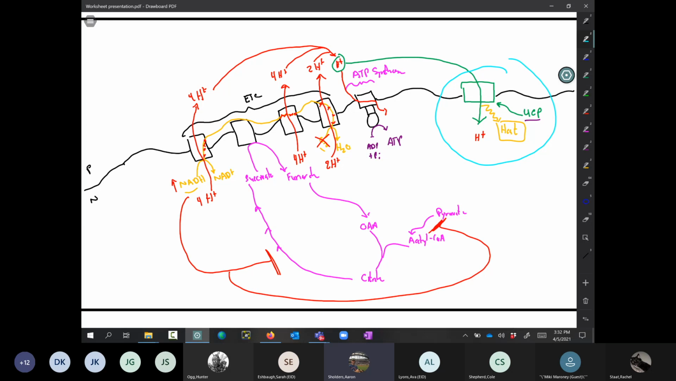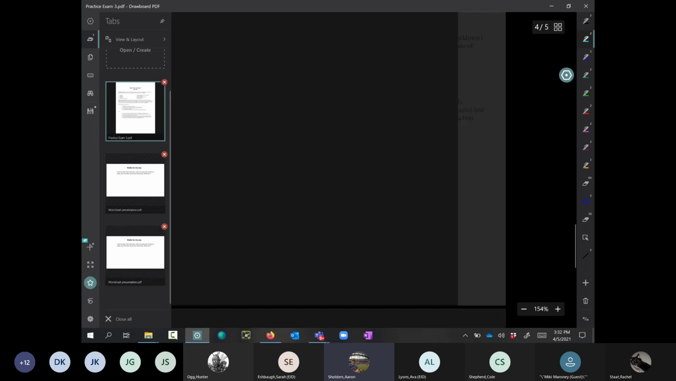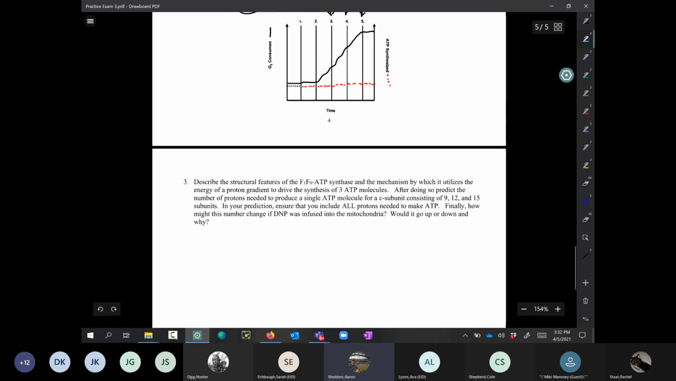DNP, however, is an unnatural uncoupler. The uncoupling protein is a natural one found in brown adipose tissue, whereas DNP is something you have to ingest, and it's dangerous. It can be very dangerous stuff. I believe that answers question number 2 there. Let's go back here and look at this. I think that's it.